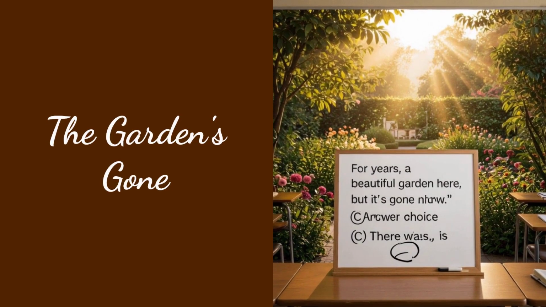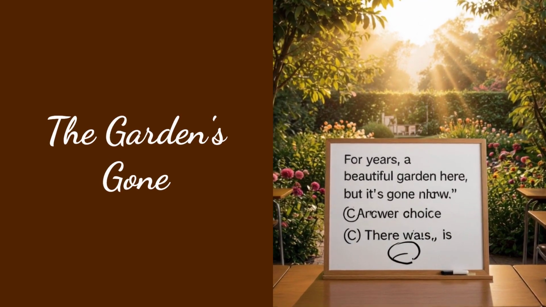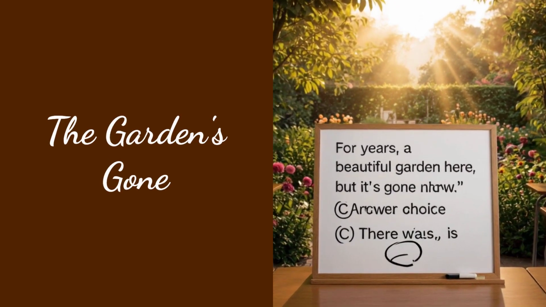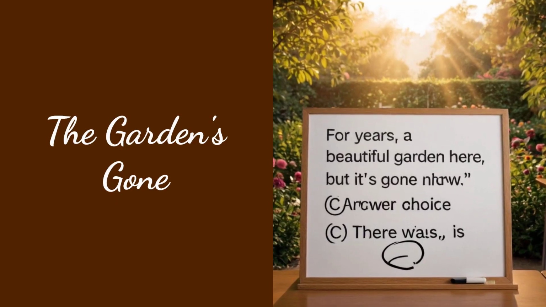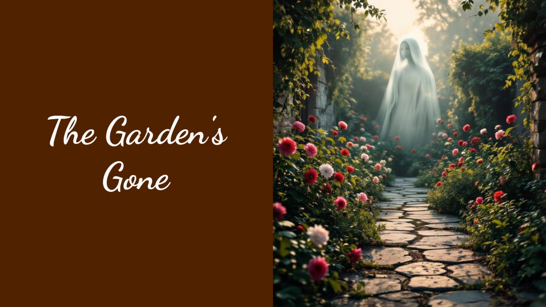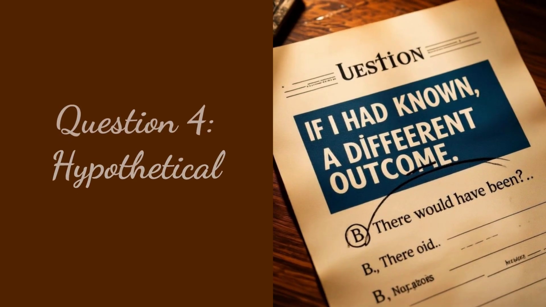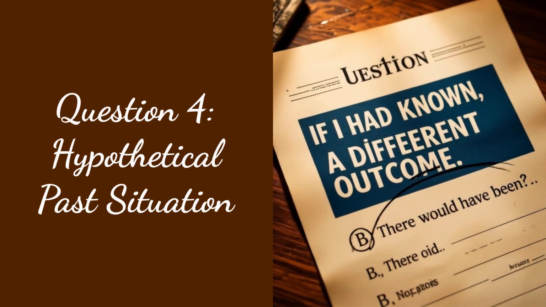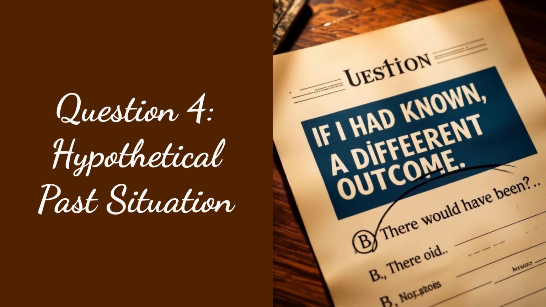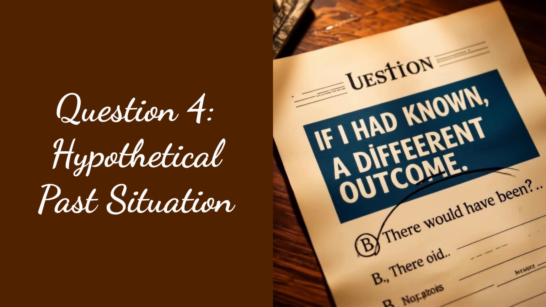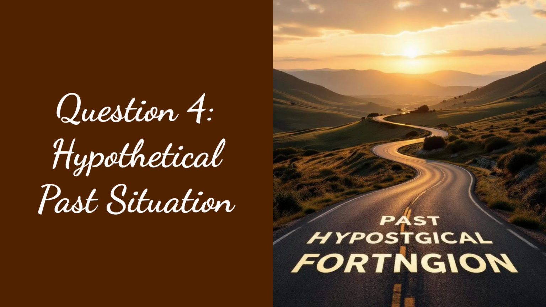For question 3, for years a beautiful garden here, but it's gone now. The correct answer is C. There was. The garden existed in the past and is no longer there. For question 4, if I had known a different outcome, the correct answer is B. There would have been. This is a past hypothetical situation.